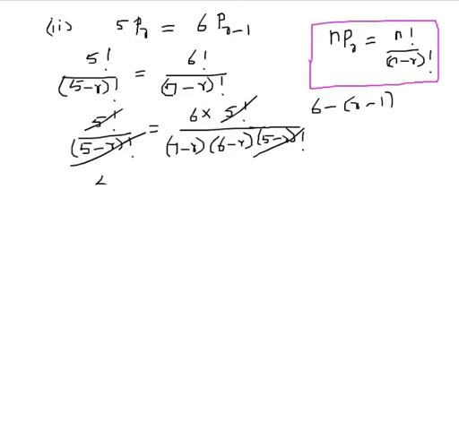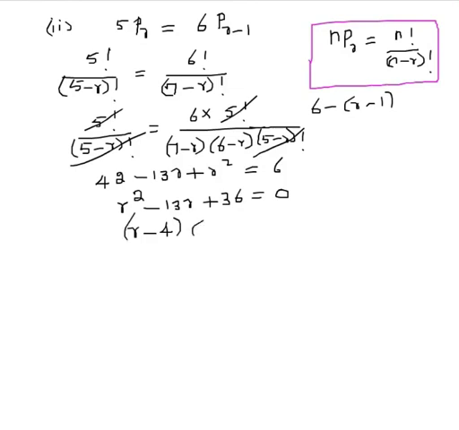Cross multiply. 42 minus 13r plus r square is 6. We get a quadratic equation. 42 minus 6 is 36 equal to 0. The factors are r minus 4 and r minus 9 equal to 0. We get two answers for r. r is equal to 4 or r is equal to 9.